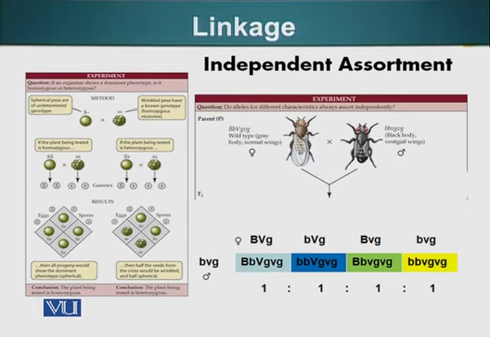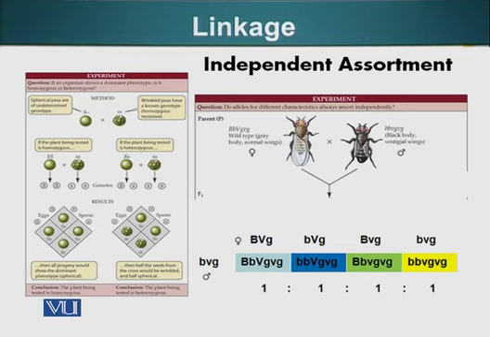The normal wings would be capital V, capital V. The abbreviation for the normal wings is capital V, and for the vestigial wings, which are non-functional, it is small v. So when he crossed these flies, he was looking for independent assortment.